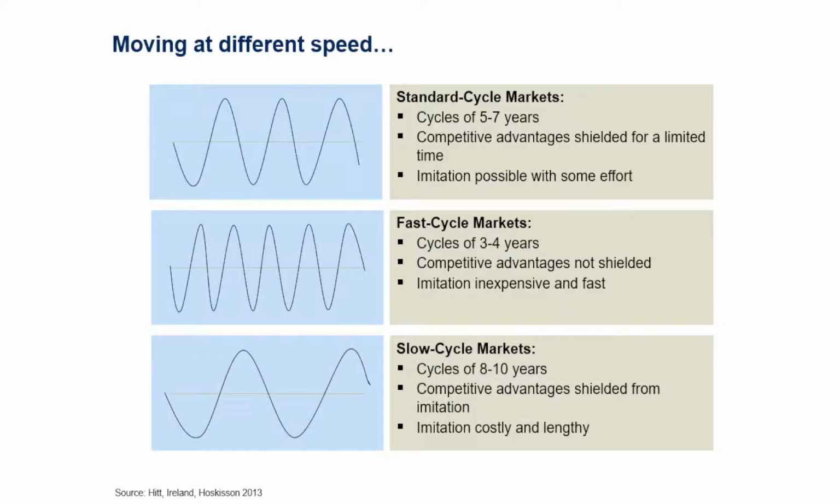But there are also slow cycle markets, and here for me the steel industry comes to mind. They're typically industries with very heavy capital investment, very capital intensive, and therefore shielded from new entrants or from competition coming into the market. Imitation is costly. It takes time to build a new factory, a new plant. And therefore the cycles for these markets are typically 8 to 10 years. So markets are moving at different speeds.